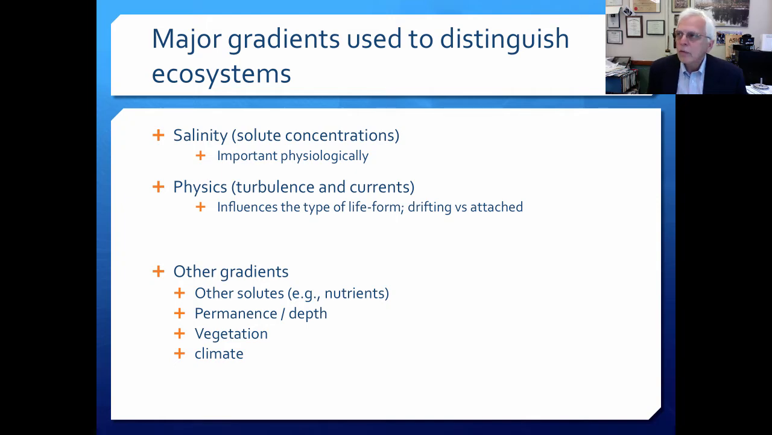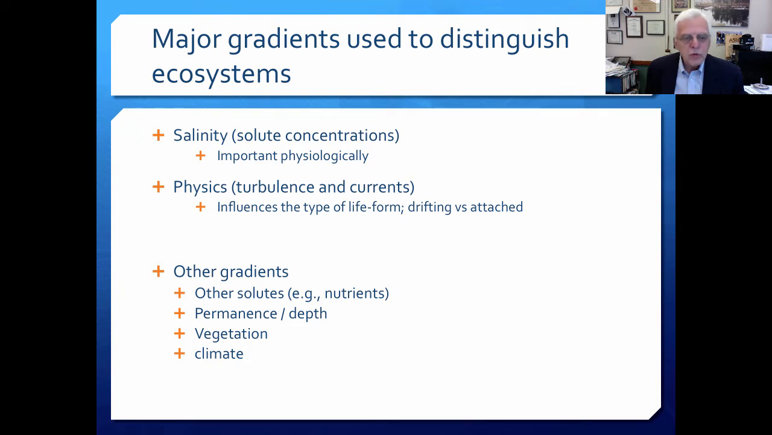And this physics drives things like turbulence and currents. And you can think of a very calm pond up to a very rapidly moving stream. The physical forces are very different, and they influence the type of life form and whether you have drifting versus attached sorts of life forms and how they make a living.